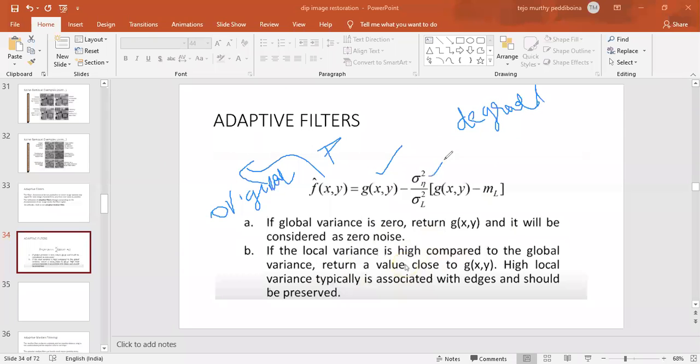Sigma n square and sigma l square. For example, two parameters here we have. One, sigma n square, is the noise variance, and sigma l square is the variance with respect to that window. For example, we have an image like this.